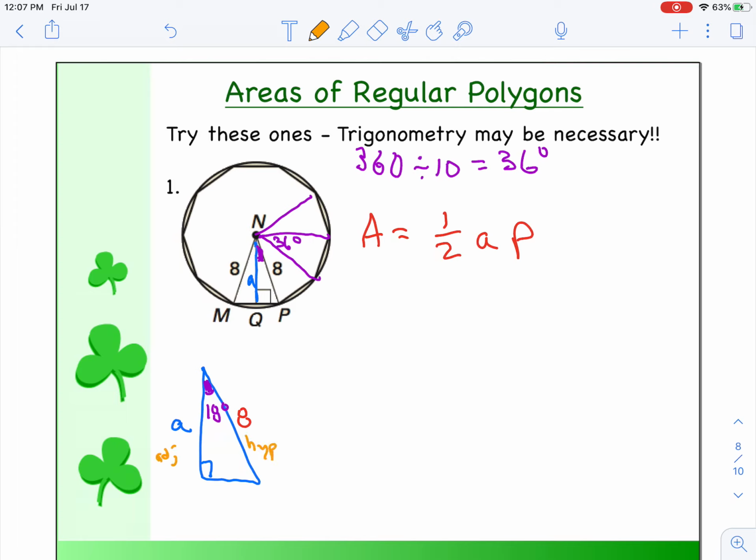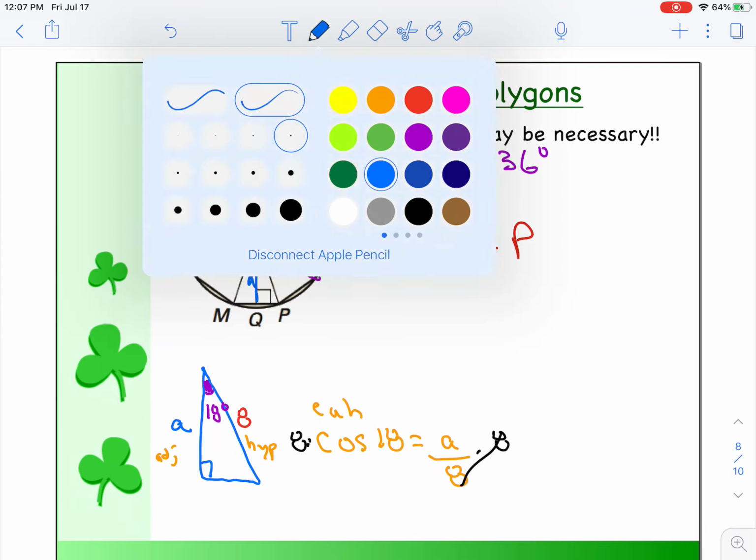Well, what I'm given here is for this angle, I am given the side that's adjacent, and I know the hypotenuse. So that's our CA ratio, which is cosine. So I'm going to set up the cosine of that 18-degree angle is always equal to the side that's adjacent, which I don't know, A, divided by the hypotenuse, which is 8.